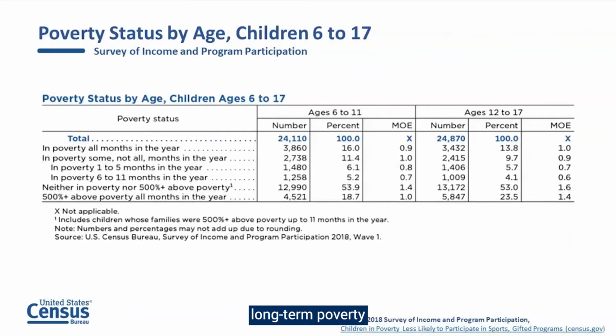Some families experience long-term poverty, and others might find themselves temporarily living below the poverty threshold due to changes in employment or family situations. This table is from the Survey of Income and Program Participation, and it tells us that of the 24.1 million children ages 6 to 11 in 2018, 3.8 million, or 16%, were in poverty for the entirety of the previous year. And an additional 2.7 million, or 11.4%, were in poverty for some months, but not all of the previous year. And for those that were in poverty some months, the table shows us that 6.1% were in poverty 1 to 5 months, and 5.2% were in poverty 6 to 11 months.